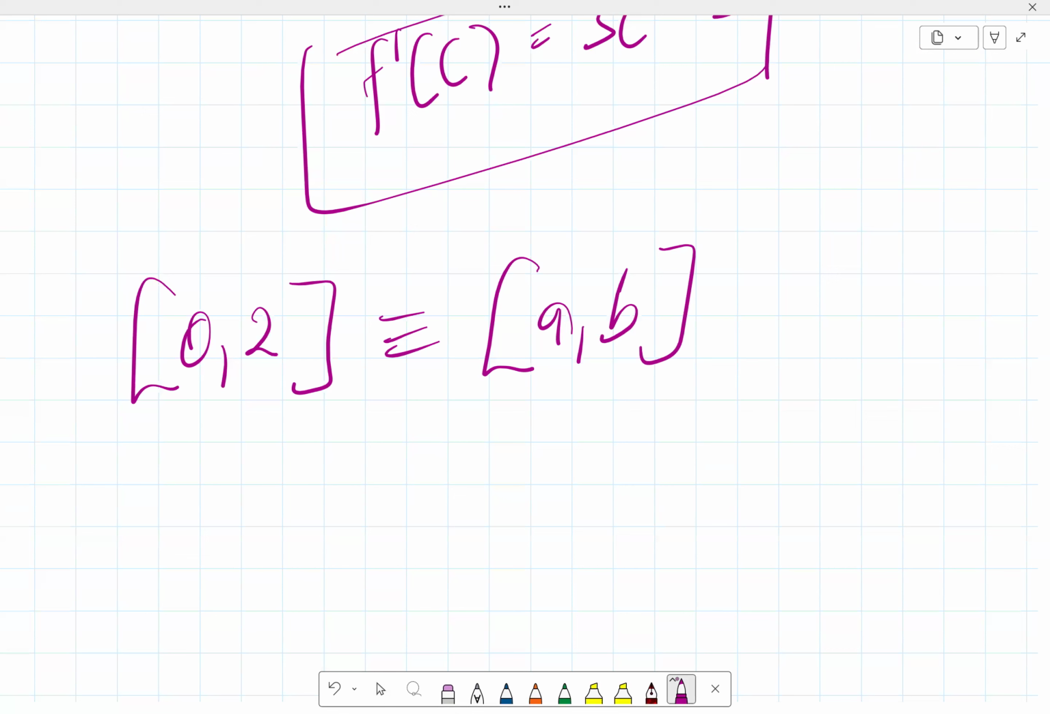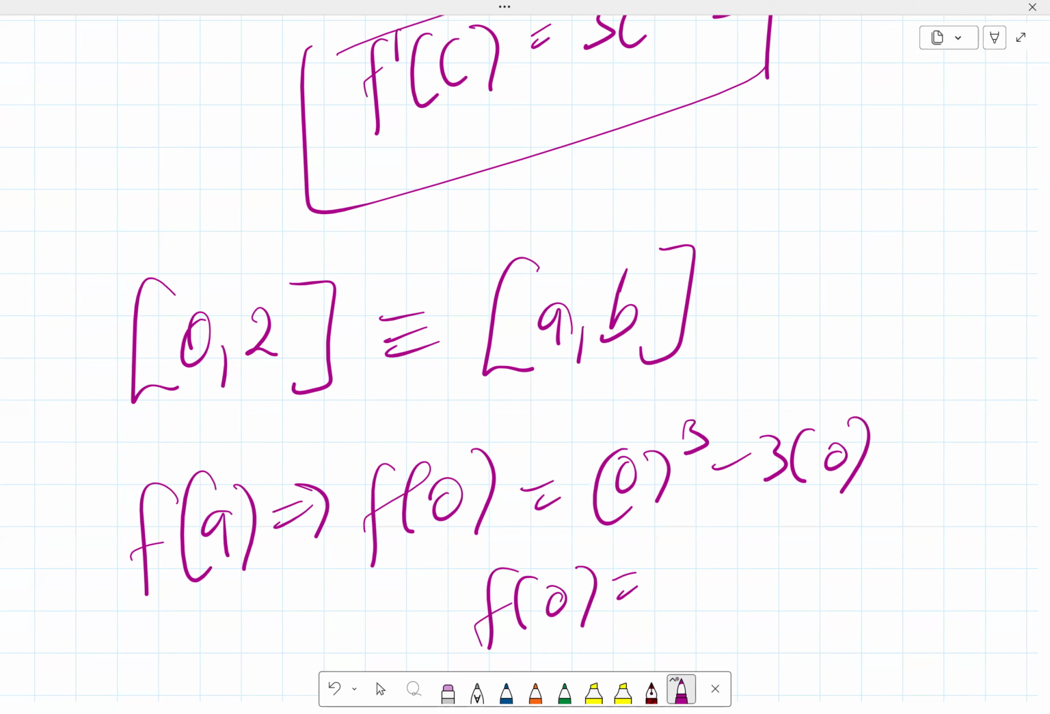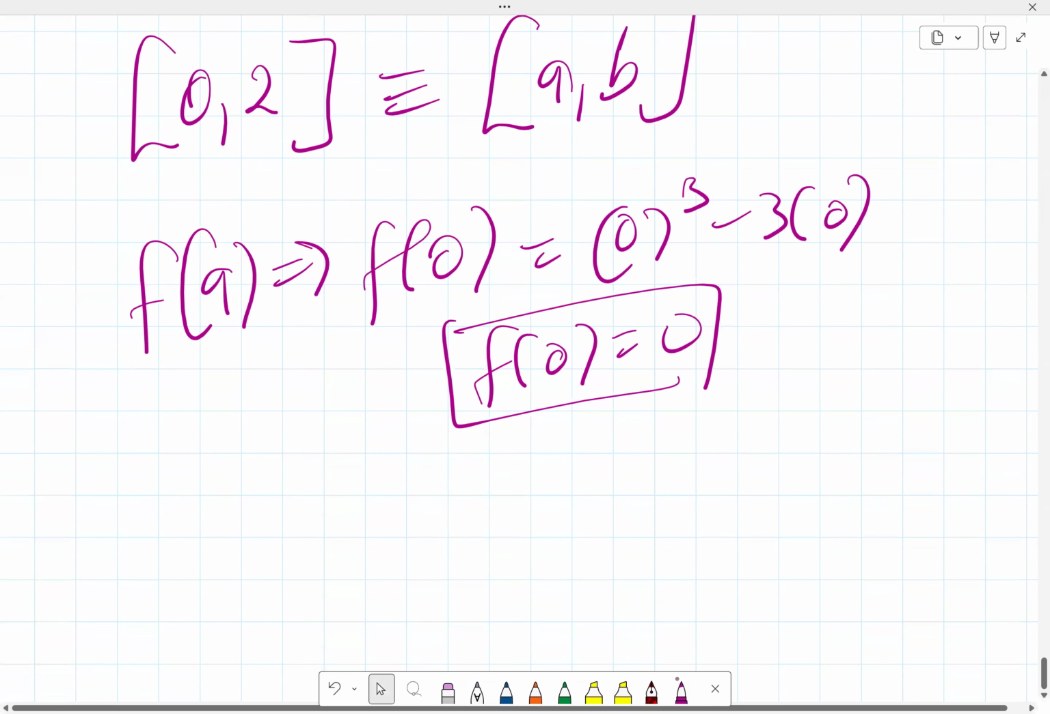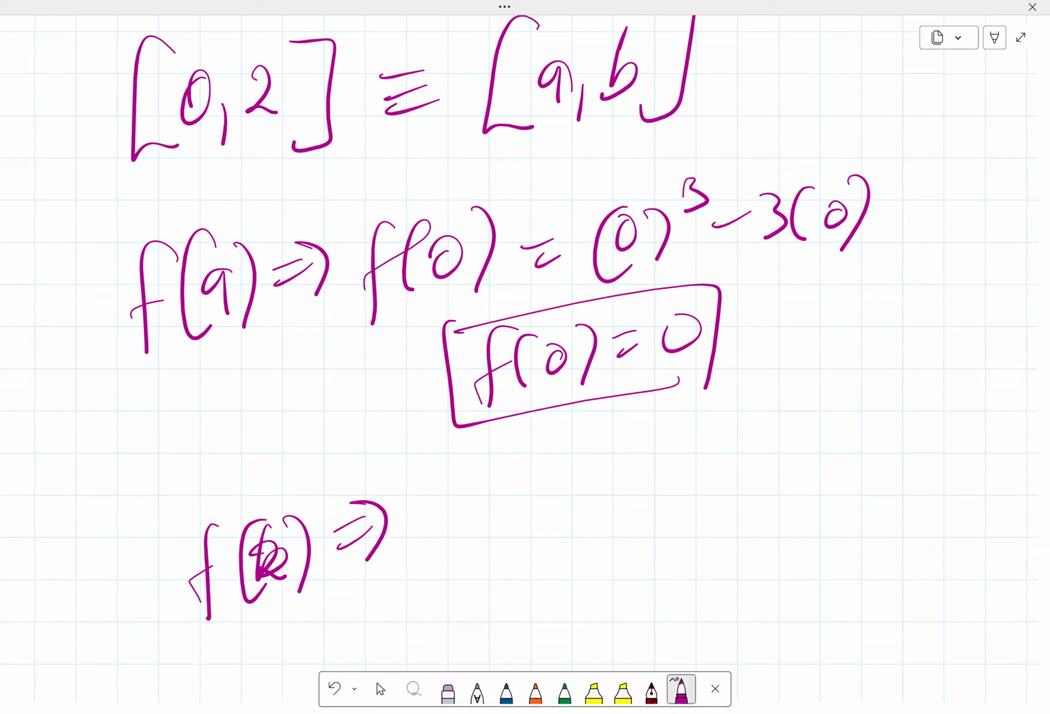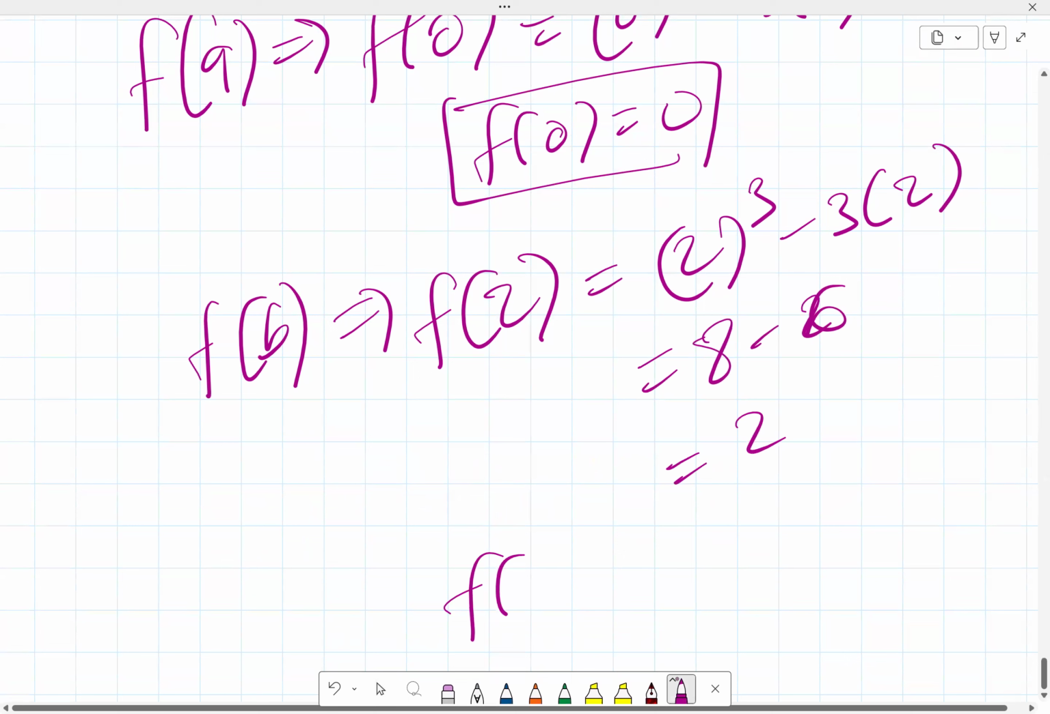So f of a implies f of 0, which is 0 cubed minus 3 into 0. That means f of 0 is equal to 0. Then we need f of 2. So f of b implies f of 2, which is equal to 2 raised to power 3 minus 3 into 2. That is 8 minus 6, which is 2. So we have f of 2 equals 2. We need this also.